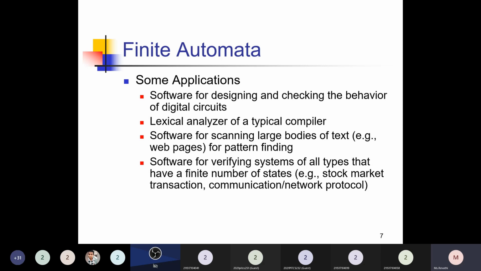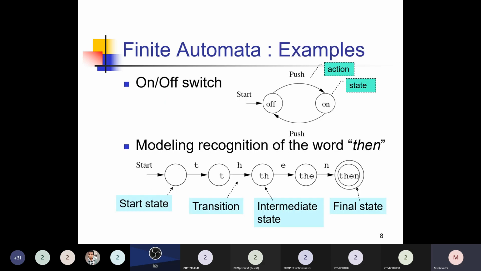Coming to the third application, software for scanning large bodies of text. For example, we want to find something from a Word document or something from a presentation, that is a PPT, whatever it is. For all those search options, we have to use finite automata. While designing the searching engine, we have to use finite automata. And then the next one, software for verifying systems of all types that have a finite number of states. Examples for this software are stock market transactions, communication or network protocols, etc.